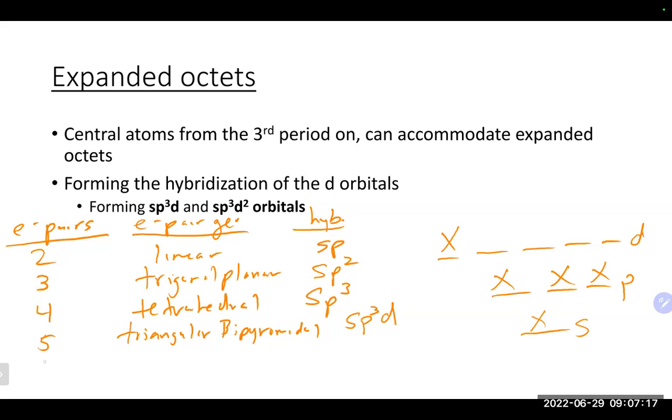And we also had six electron pairs, which is octahedral. So 1, 2, 3, 4, 5, and 6. And that would then be an s, three p's, and two d's. So that is sp3d2 hybridization that does occur.